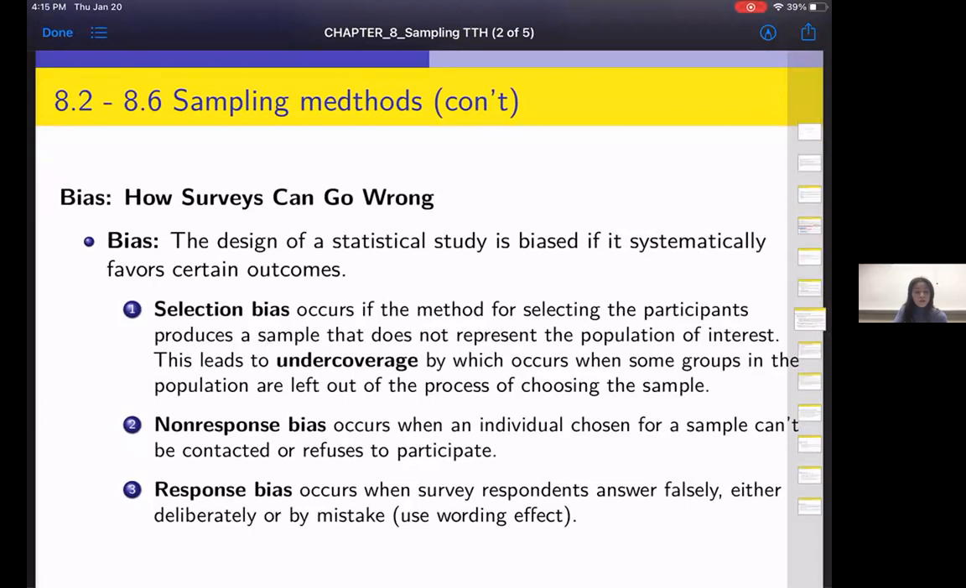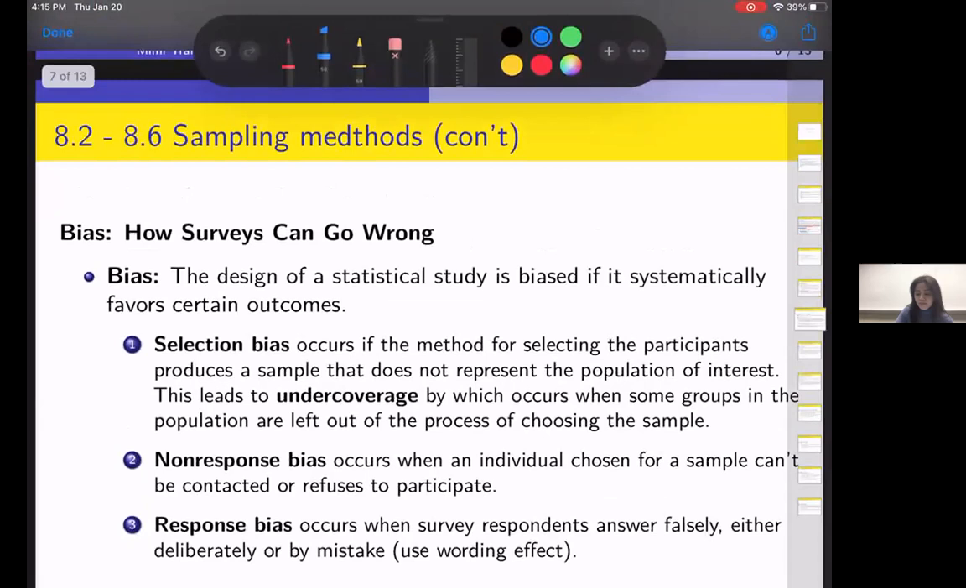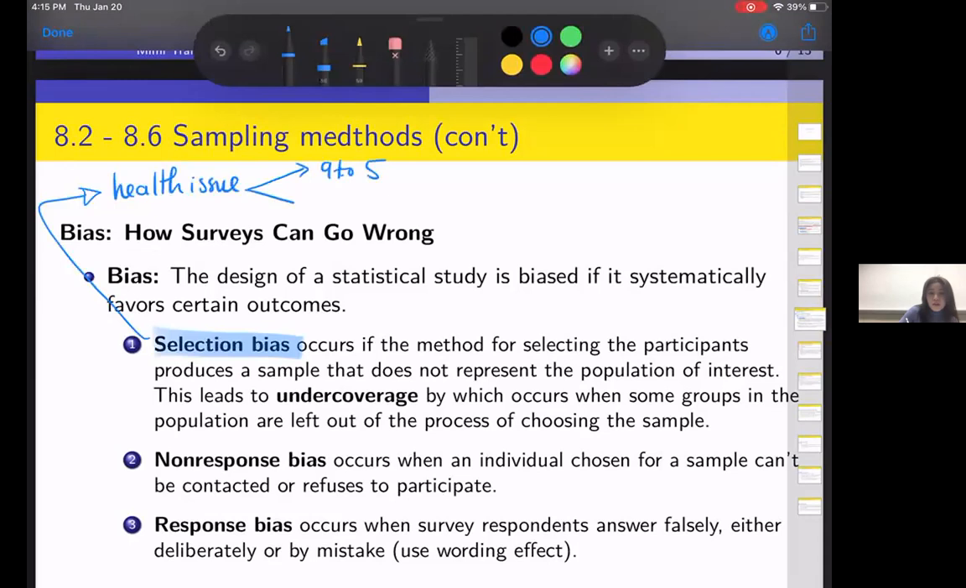So let me give you an example. Say I want to know what personal health issues are linked to your work hours. Health issues linked to the people who work from 9 to 5 versus the people who have the graveyard shift.